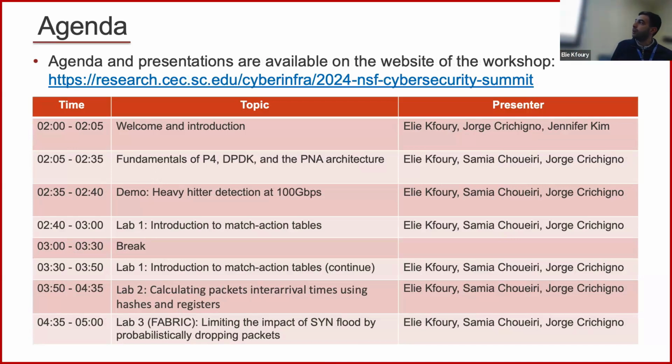So we have three labs. The first one is on match action table, one of the most essential elements in P4. Then we're going to see how, if you would like to compute inter-arrival time of packets, we can do so in P4. This is very important for detecting some types of attacks, if you can find the time between packet i and packet i plus 1. Then we're going to do another lab. This lab, we're going to show with physical NICs, and we're going to see how we can achieve those very high speed rates that we're talking about. For that lab, we're going to be detecting SYN flood and dropping packets based on some probability that we can configure.